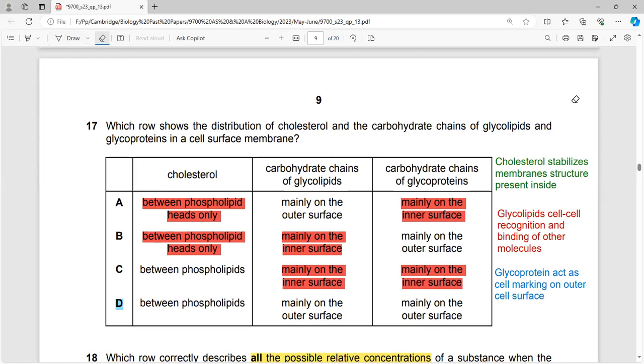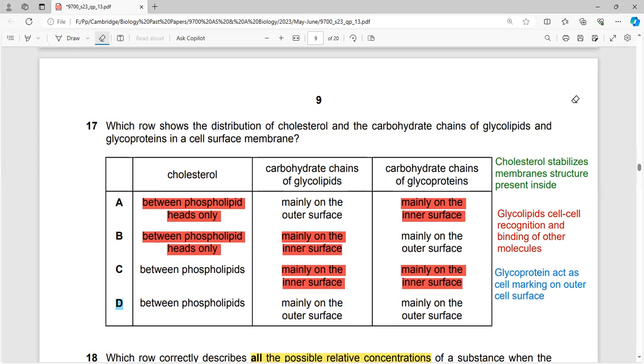Which row shows the distribution of cholesterol, carbohydrate chain of the glycolipid and glycoprotein in the cell surface membrane? So which molecule? One is cholesterol, one is when a carbohydrate is linked with a lipid, making a glycolipid. When a carbohydrate bonds with a protein, that is making a glycoprotein. So which molecule is present on the cell surface?